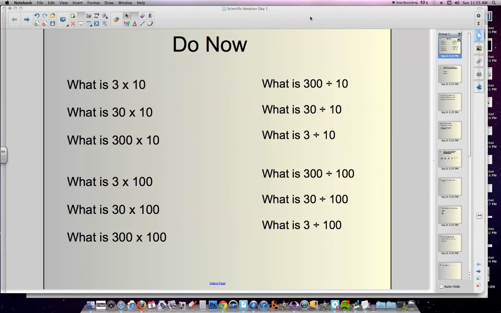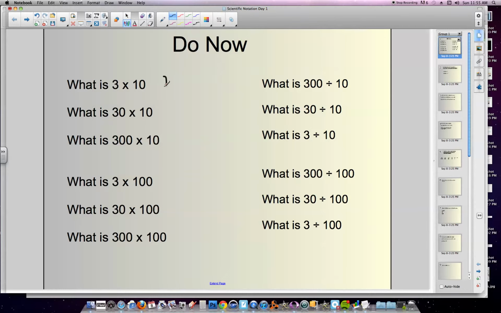Alright, in this video we are going to be talking about scientific notation. I want to start off by reviewing a little bit about our place value system and what it means to multiply and divide by powers of 10. And we're looking for a pattern here.